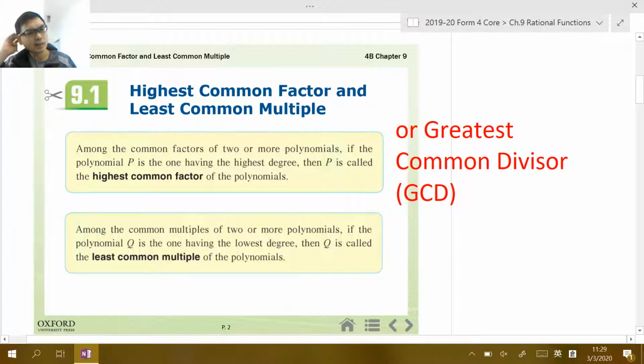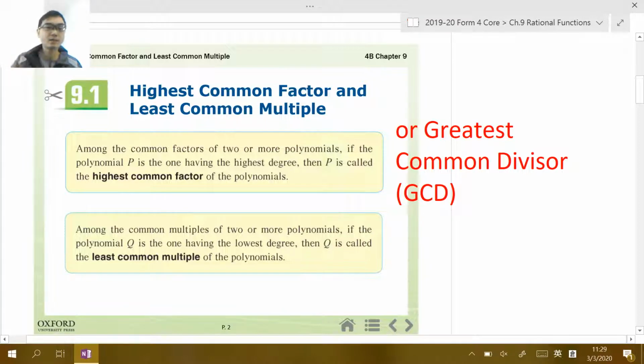I haven't checked the history yet, but I think it is because of English writing, because you understand that Hong Kong was a colony of the UK, so many things follow the UK system. So HCF I think is also one of the words from the UK, but in general we will call it GCD, greatest common divisor. So why do we use the word greatest? Because greatest should be compared with least.